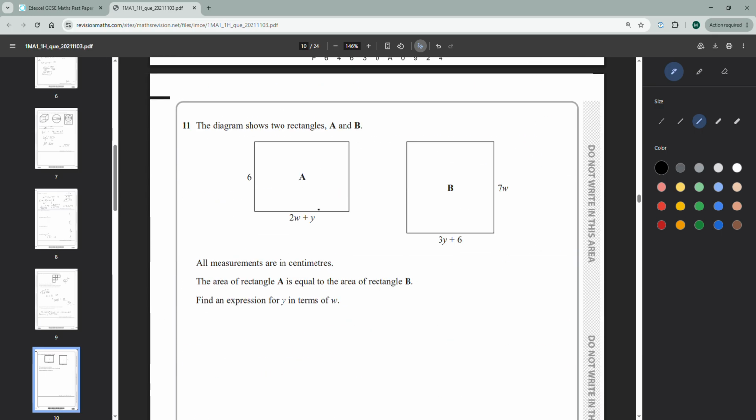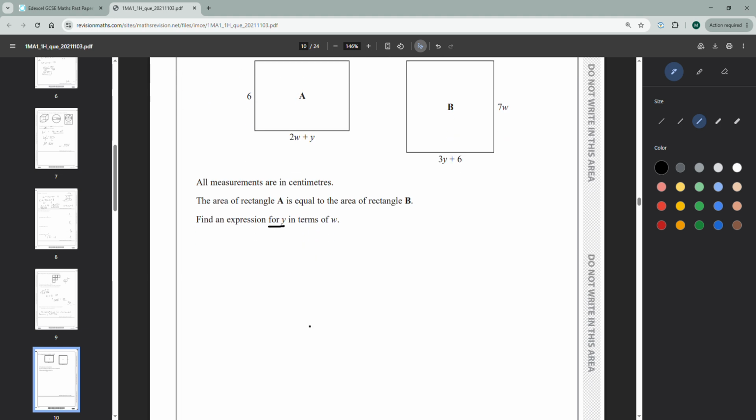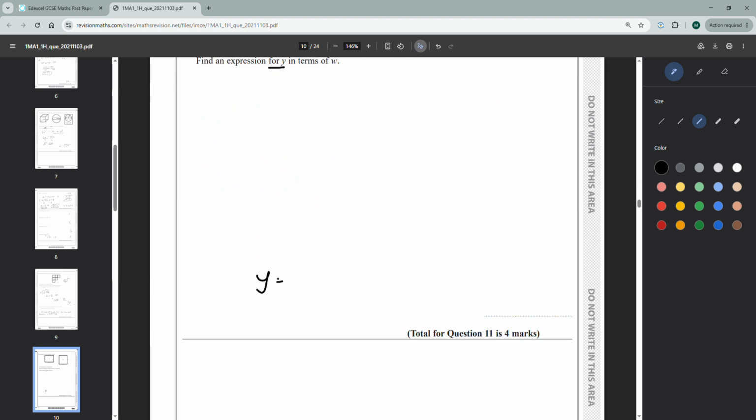Next one. That's terrifying me. The diagram shows 2 triangles, A and B. That's A, that's B, all measurements are in centimeters. Okay, nice. So these areas are equal. So find an expression for y. Alright, for y, so that means it's something like y equals.